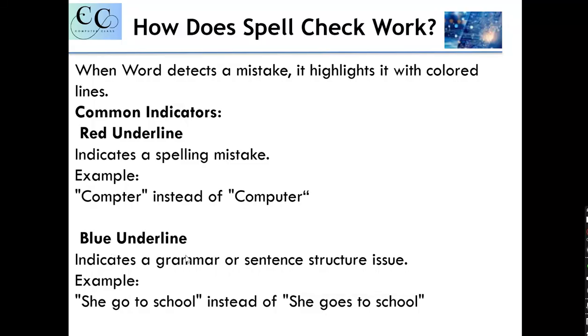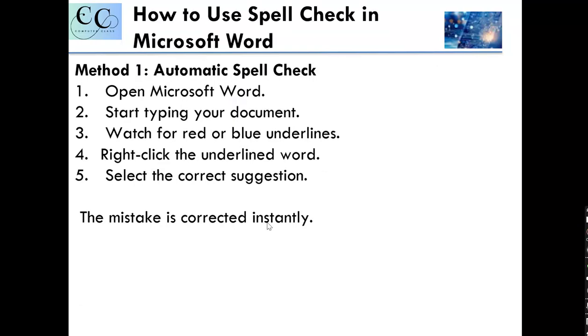A blue underline indicates grammar or sentence structure issues. For example, a sentence like "she go to school" instead of "she goes to school." So in case you have any grammatical error, it highlights it with a blue underline.